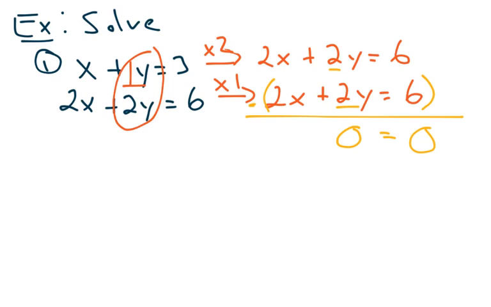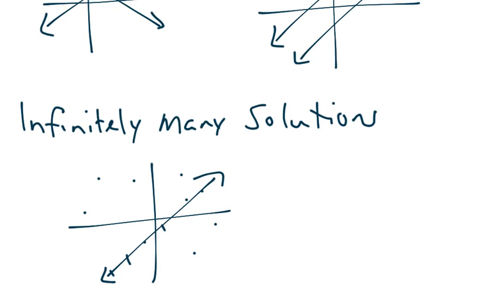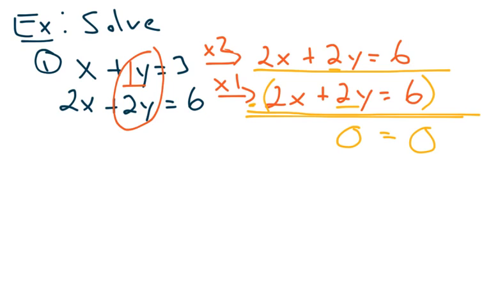Go back to your picture. We have the same line. 2x plus 2y equals 6. 2x plus 2y equals 6. It's the same line. With our picture, the same line means infinitely many solutions. So our answer here, you can write it one of two ways. You can actually write out infinitely many solutions.